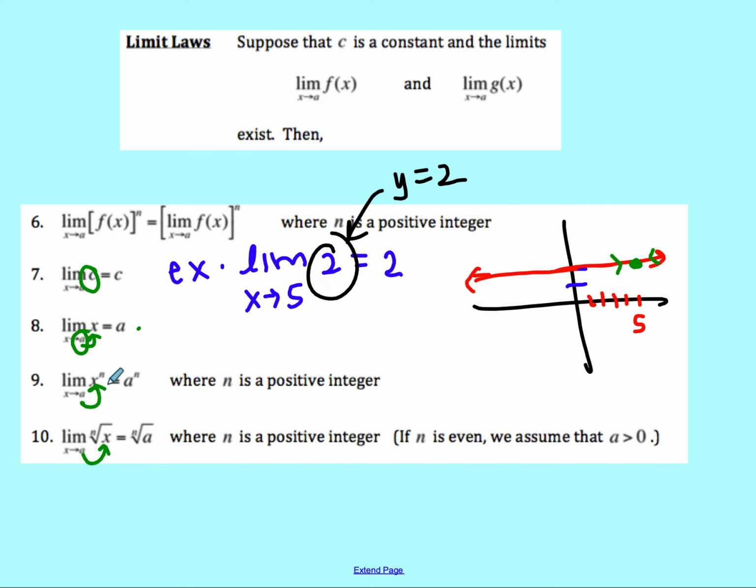So those are our limits. And those are our laws. We're going to go ahead and practice those in the next example, but those are the laws we're going to be using today.